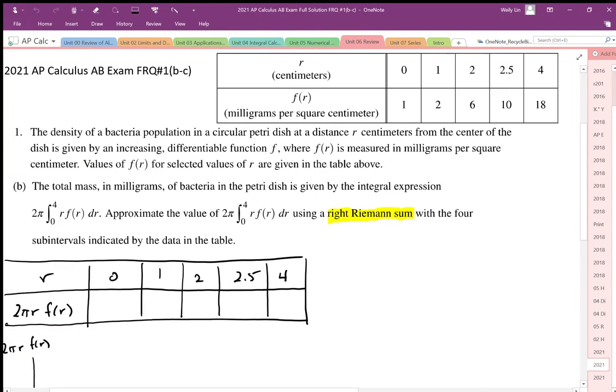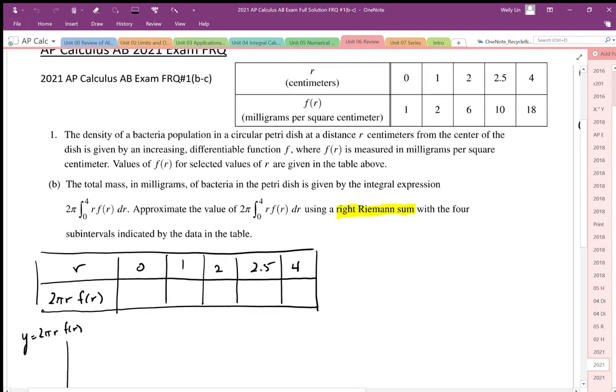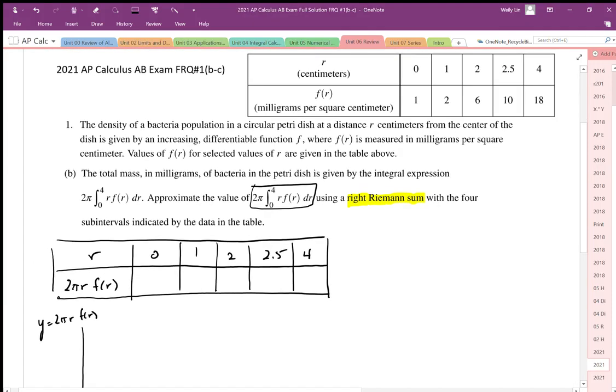So to do this, what I want to do first is convert this table, because I want to find the area underneath this curve using a right Riemann sum, so I need some coordinates on that curve. I'm going to use this calculation to calculate 2 pi r f of r. If I put in 0 into my equation here, I end up with the value of 0. If I plug in 1, I get 2 pi times 1 times f of 1. Well, f of 1 is 2, so we end up with 2 pi times 2, which is 4 pi.